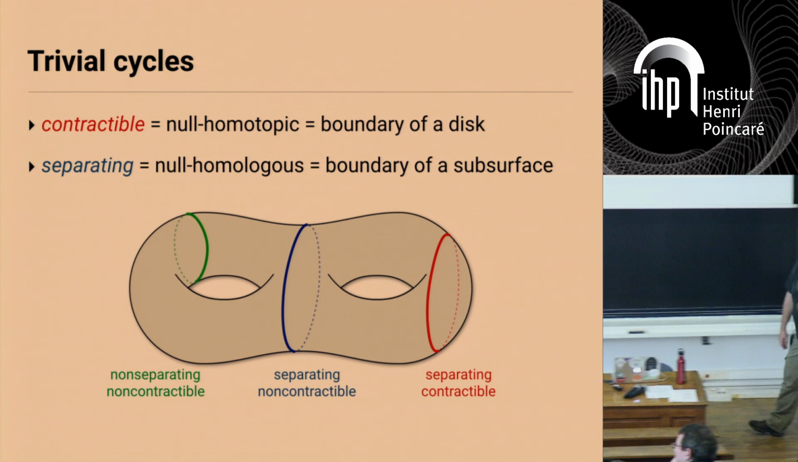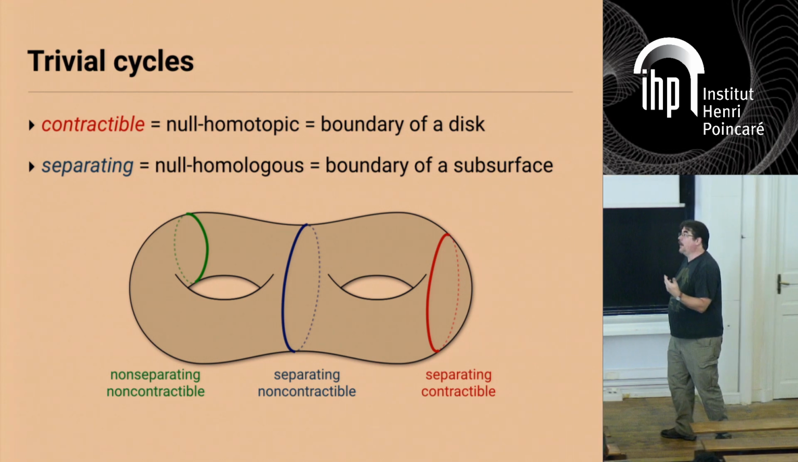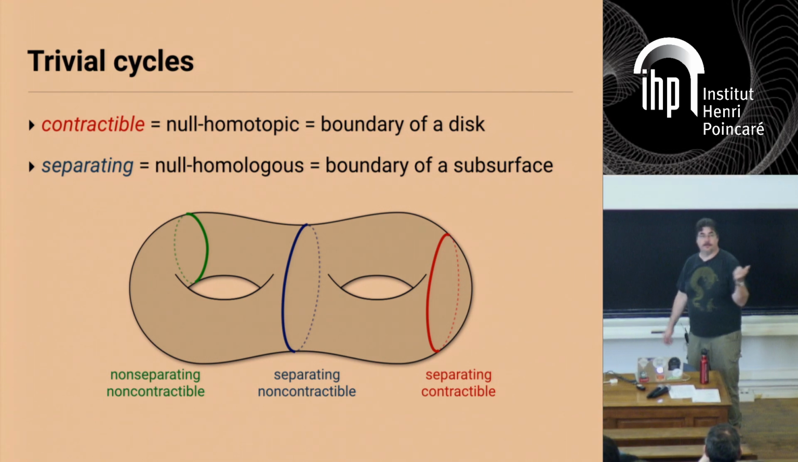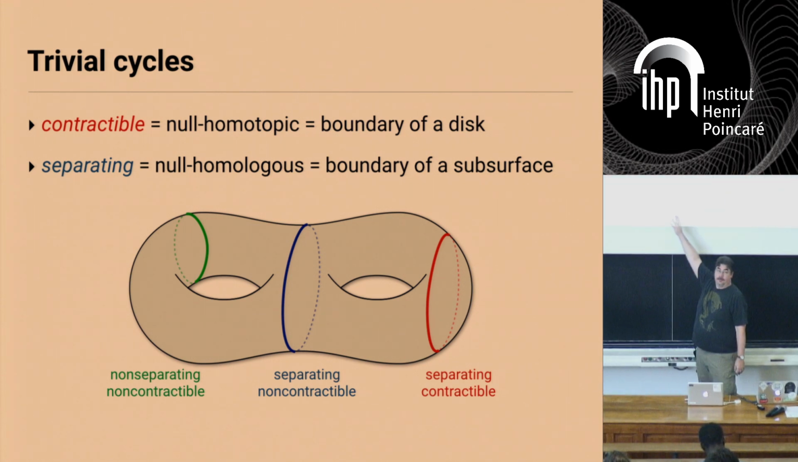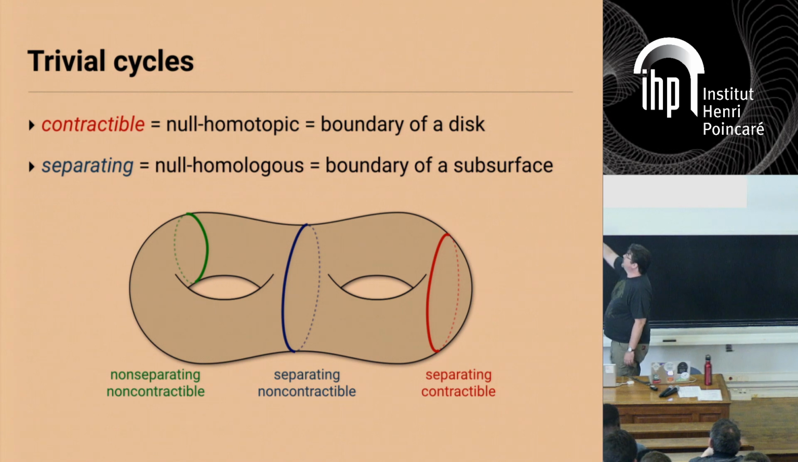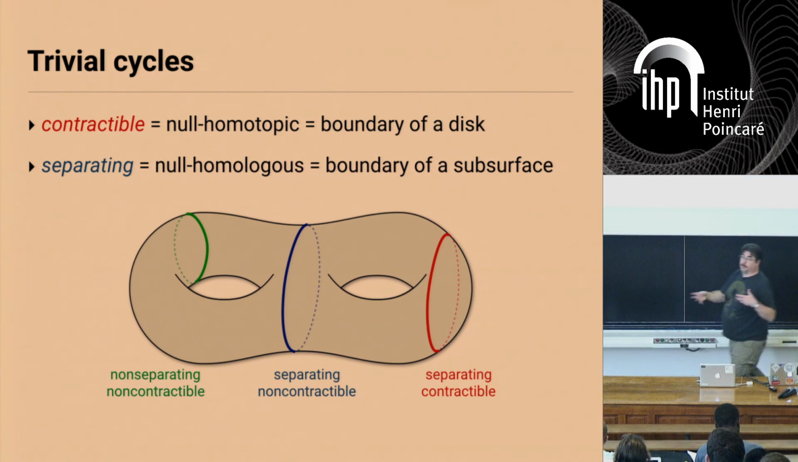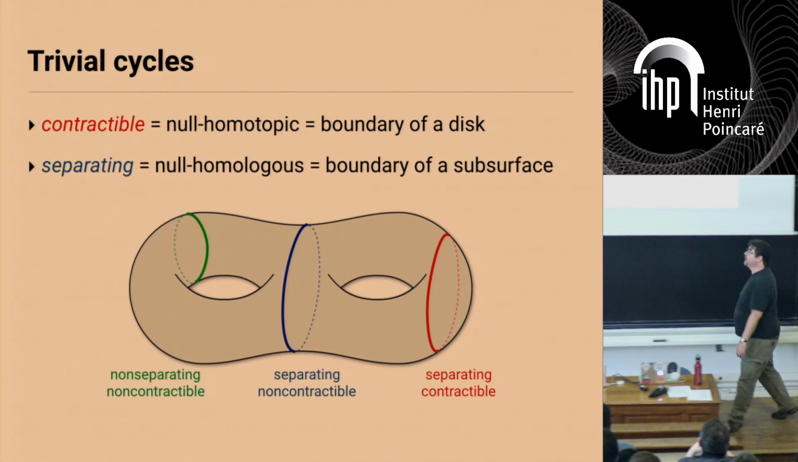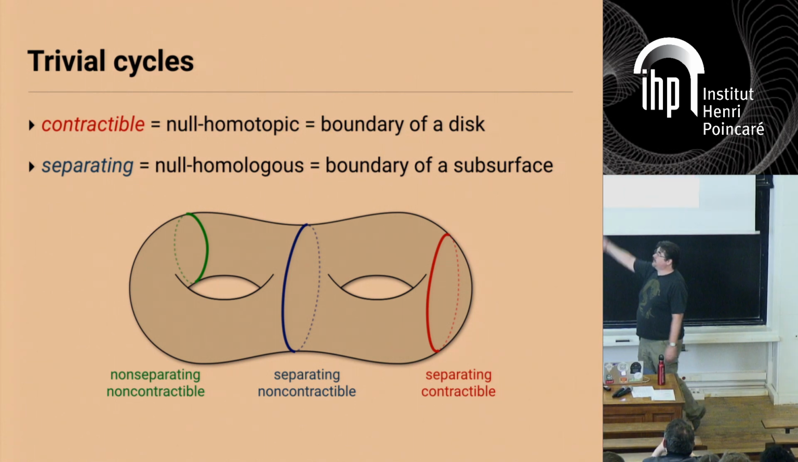But the other somewhat weaker condition is that we say that a cycle is separating or null homologous if cutting the surface along that cycle breaks it into two pieces. So the cycle in the middle is separating because it separates one handle from the other. The cycle on the right is separating because it separates a disk from everything else. The cycle on the left is non-separating. Every contractible cycle is separating, but not vice versa, because homotopy is a refinement of homology. But this is the picture you should keep in your head.